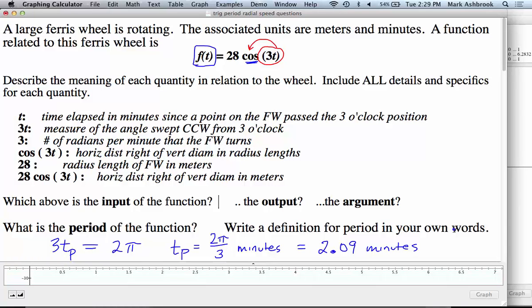So this is the period, so practice the meaning of that both in terms of the Ferris wheel and in terms of input and output of f. So get a partner, talk about that 2.09 minutes. What does it mean in terms of the Ferris wheel? What does it mean in terms of input and output of this function f? Go.